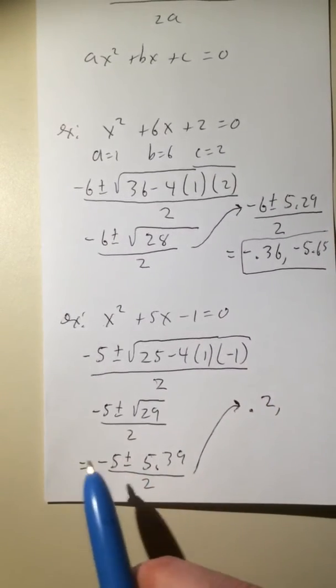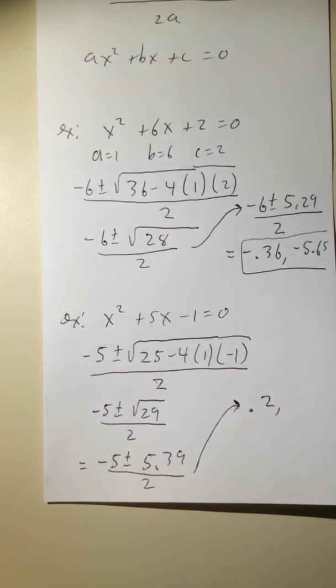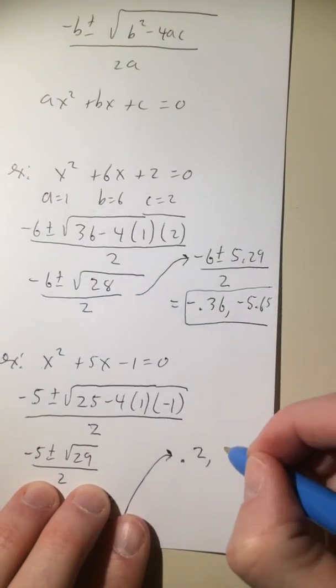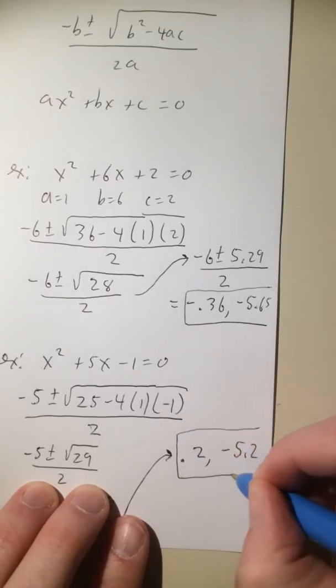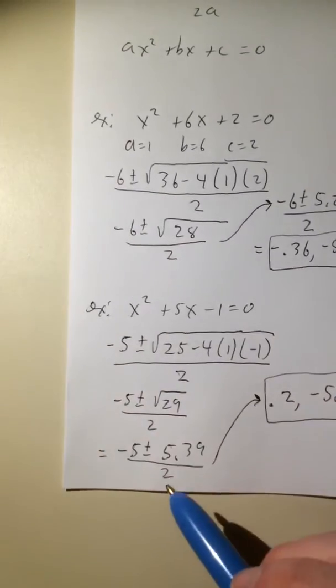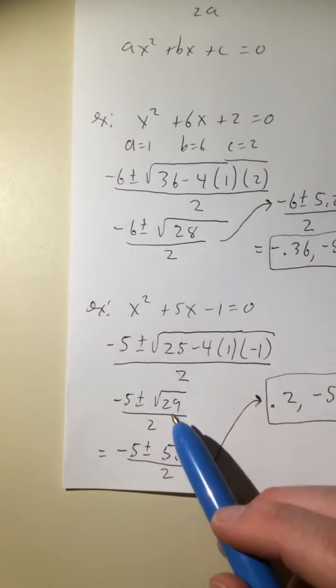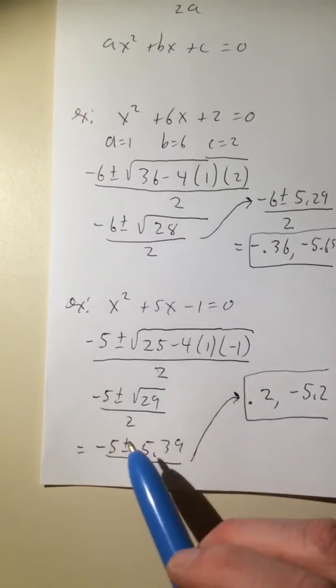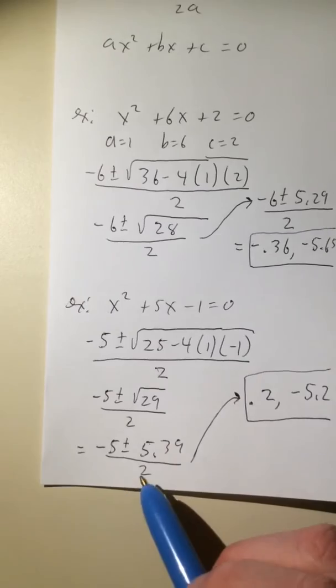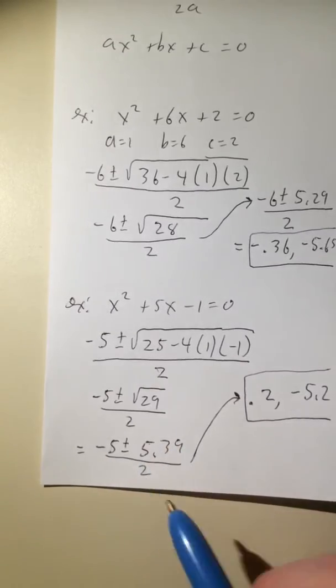And then we have negative 5 minus 5.39 is negative 10.39. Divide that by 2, and we get negative 5.2. There you go. And again, the process is all the same, but your calculator does the work to get the square root, and then your calculator does the work to get the two answers, right? Negative 5 plus that divided by 2, and negative 5 minus that divided by 2.